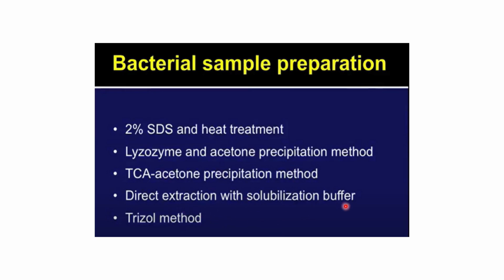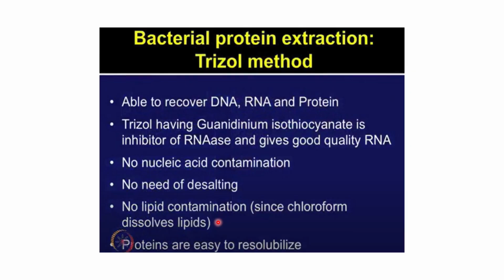protein itself by using solubilization buffer, or else by the trizol method. The trizol method will separate DNA, RNA, and protein. Trizol basically has guanidinium isothiocyanate, an inhibitor of RNase, and it gives good quality RNA. But we want to remove that. We are interested in protein here. So trizol is also used for RNA extraction. So that's what is written here.